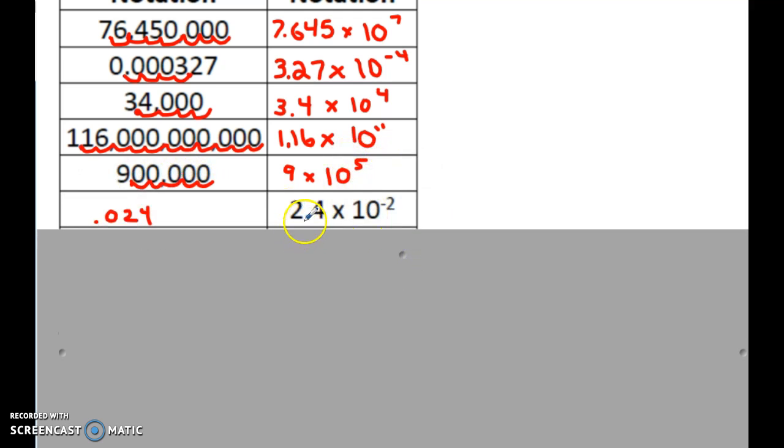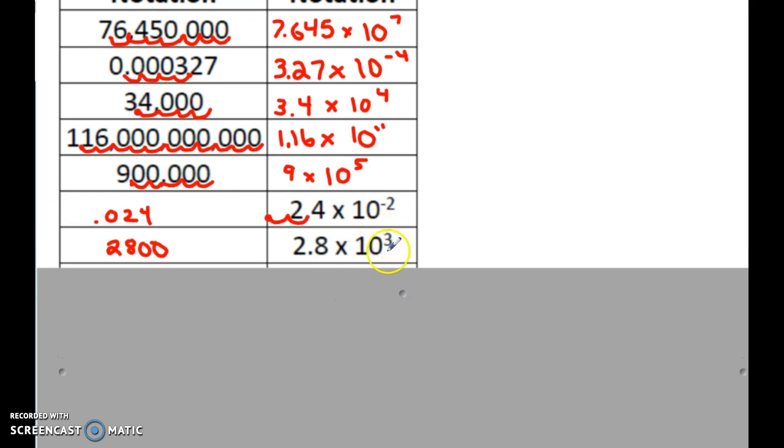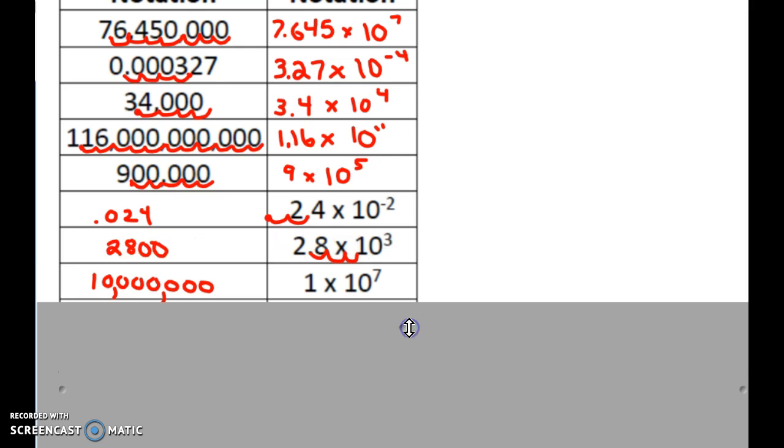When you have a negative exponent, it means you have to move the decimal point to the left to get the standard notation. This is a small decimal, 0.024, but it can be written as 2.4 times 10 to the negative 2. This exponent's positive, so notice how we went to the right with our movement to make the number 2800. It's a positive large number.